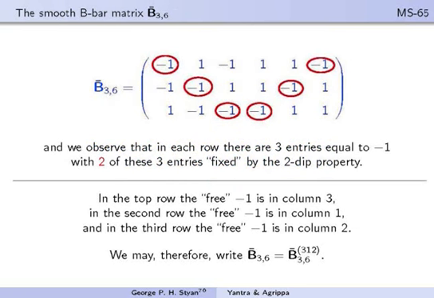The B-bar 3,6 that generates the Agrippa-Cardano 6x6 is shown here, and I have encircled in red the -1s that are determined by the two-dip property. Then in addition you can see that in the top row the free -1 is in column 3, in the second row the free -1 is in column 1, and in the third row the free -1 is in column 2. We may therefore write B-bar 3,6 equal to B-bar 3,6 super 3-1-2.